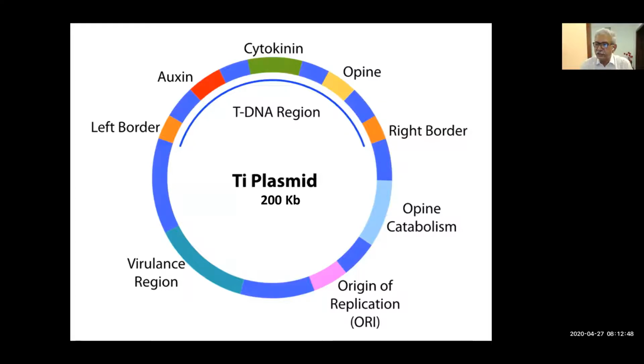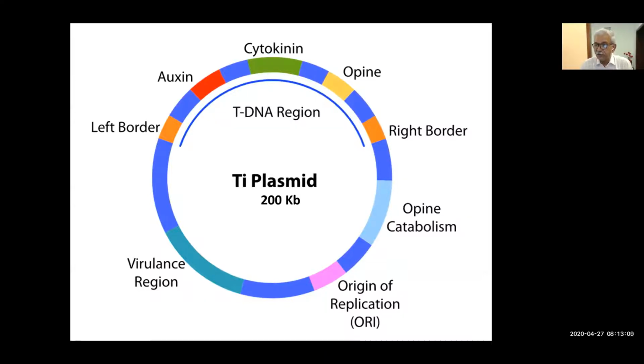So in the laboratory, the size of the Ti plasmid that we use for plant transformation is around 10 kb. So 10 kb is 1/20th of the size of the wild type plasmid. It's very, very small.